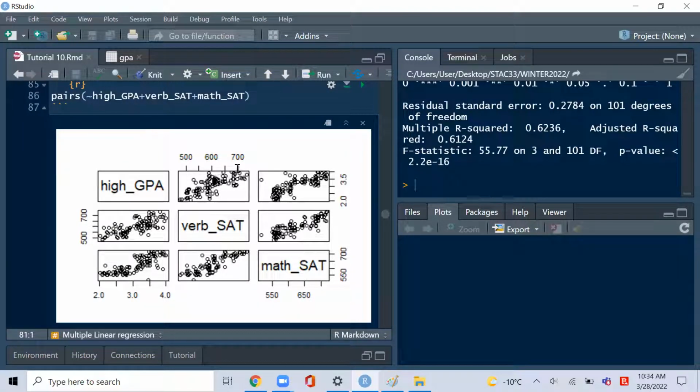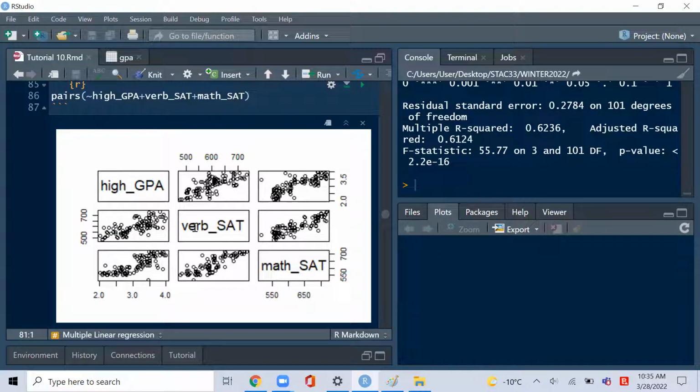You can see that they all are trending in such a way that you see a very positive trend emerge. Which means that high school GPA is positively associated with verbal SAT scores. It's also positively associated with math SAT scores. And you can also see that math SAT scores is positively correlated with verbal SAT as well.